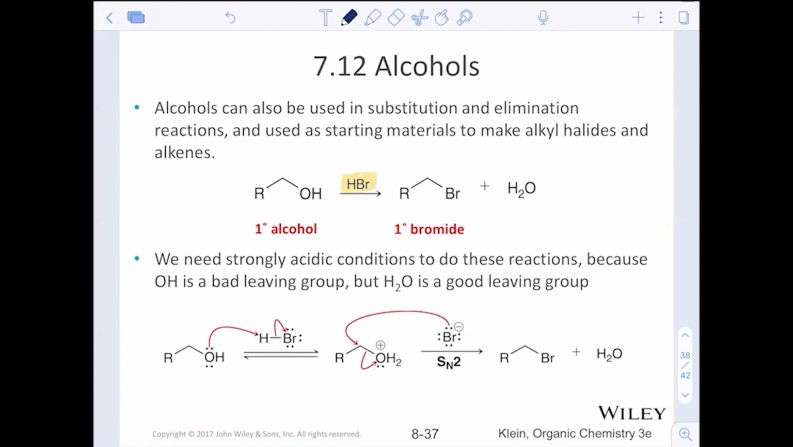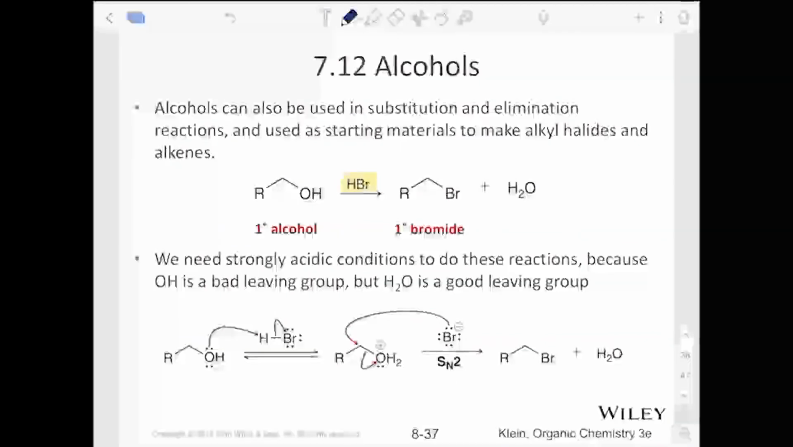When alcohols are the leaving group, OH-1 is reactive, so it is not a good leaving group. So what we have to do is make oxygen a good leaving group. One way is to make it a tosylate. The second way is to protonate it with an acid. So we need strongly acidic conditions to do this reaction so that H2O is the leaving group, not OH-1.